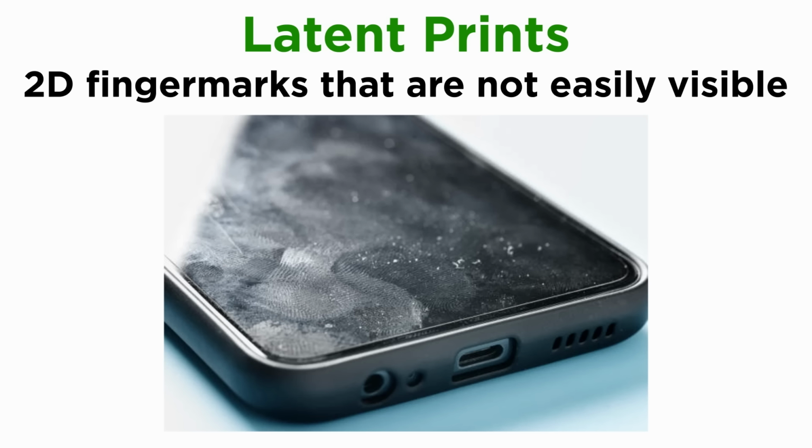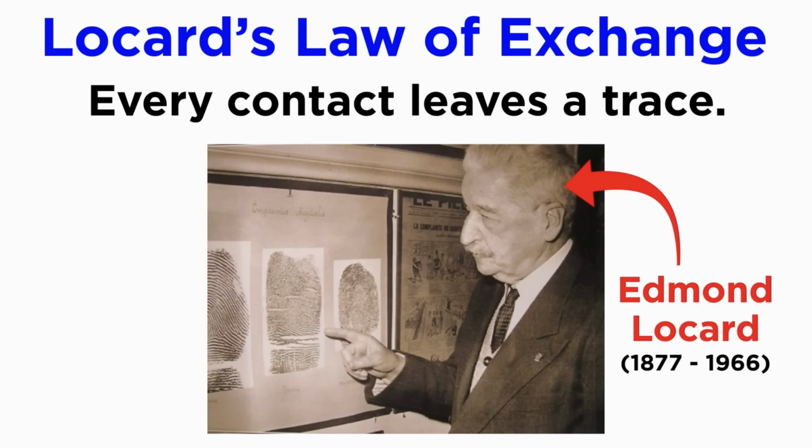3. Latent prints. These are also two-dimensional finger marks, but they are not easily visible to the naked eye. Just turn off your smartphone screen for a while. At first glance, you might not be able to see anything. However, you will be able to visualize the finger marks on your screen when you tilt it at some angle. How are these finger marks formed? Can you recall which principle of forensic science is at play here? It is Locard's law of exchange, which says that every contact leaves a trace.